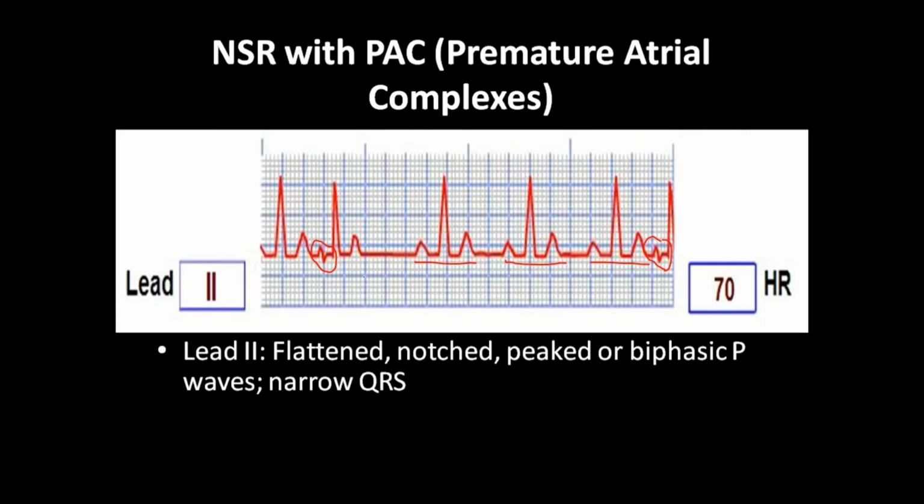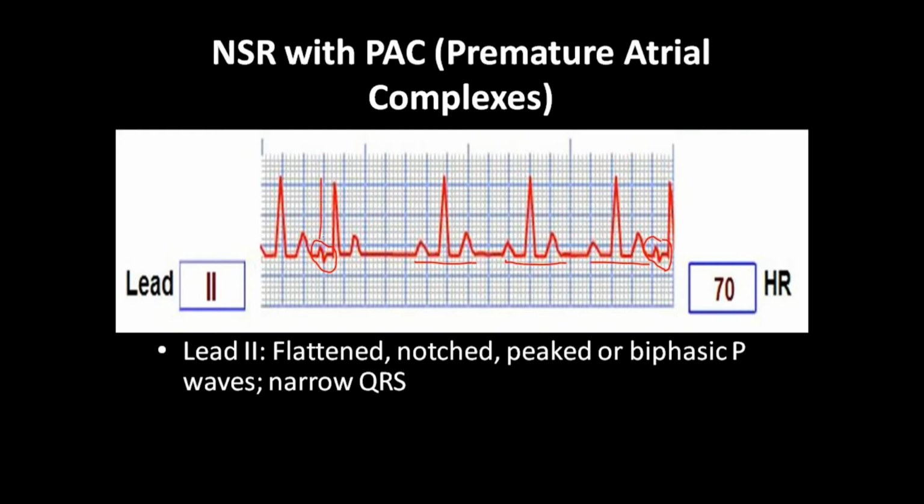In lead 2, you can see flattened, notched, peaked or biphasic P waves. This is a flattened, notched P wave, and this is a biphasic P wave. It looks like a complex. It will be either flat, notched, peaked or biphasic, and the QRS complex will always be narrow in this case.